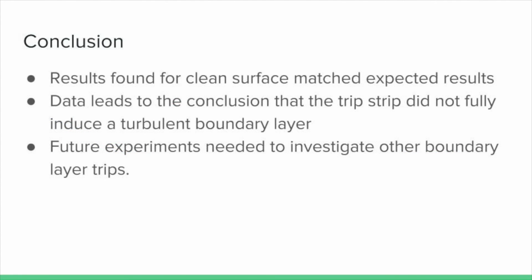This lab analyzed the flow around a cylinder at multiple Reynolds numbers, with both a clean surface and a surface with a boundary layer trip. Results found from the clean surface reflected results theoretically expected. Results from the trip surface were inconclusive because they did not show the magnitude of difference expected.